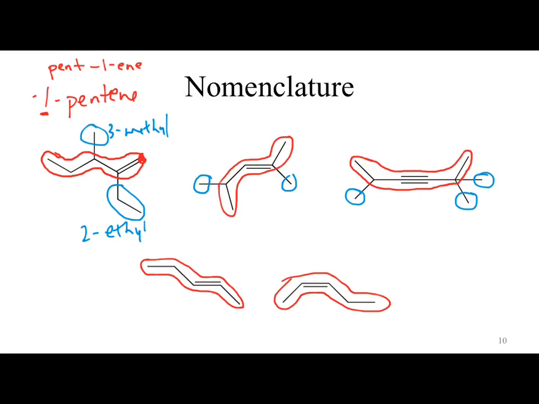It depends on the structure. Most people would stick with the one that we just talked about, our 1-pentene. The only time that the pent-1-ene really becomes necessary is when you have a lot of extra functional groups. If you add an alcohol or acids or anything like that.